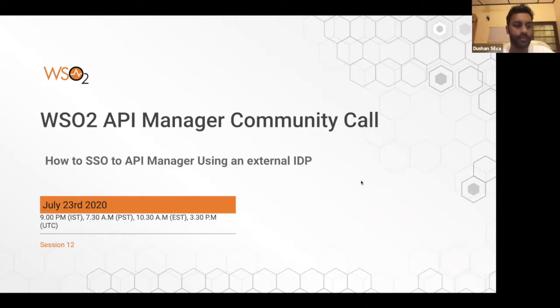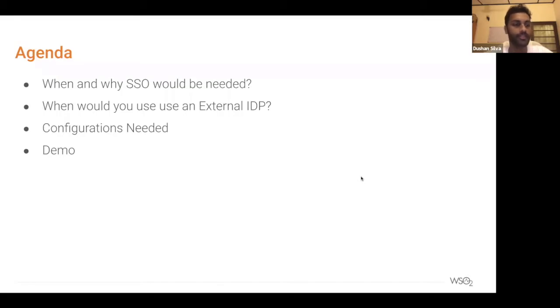Today we will be talking about how to SSO to API Manager using an external IDP. The agenda is as follows. First I'll give a brief overview of why you would need SSO and why you would use an external IDP. Then I will go over the configurations that are needed, and I also have prepared a small demo. I will point out the configurations in the demo as well, so you can see what needs to be changed where.